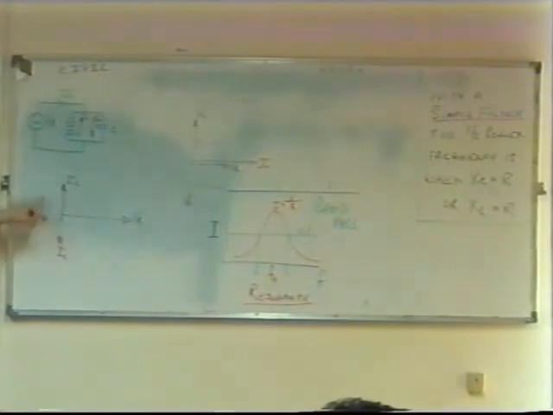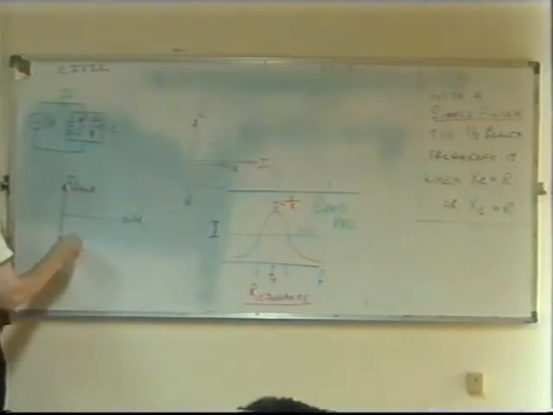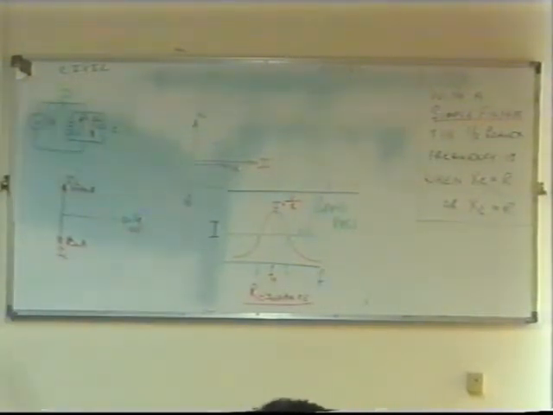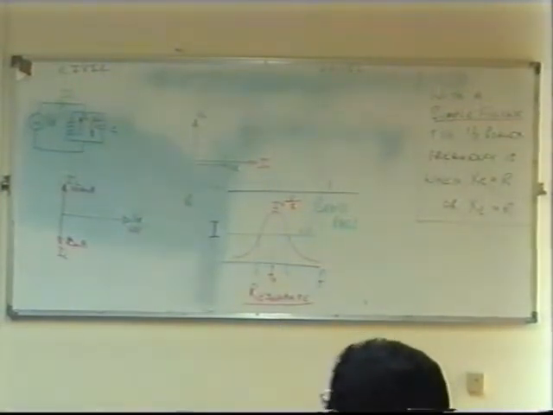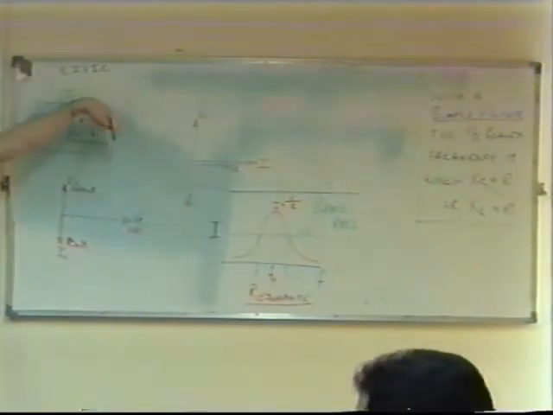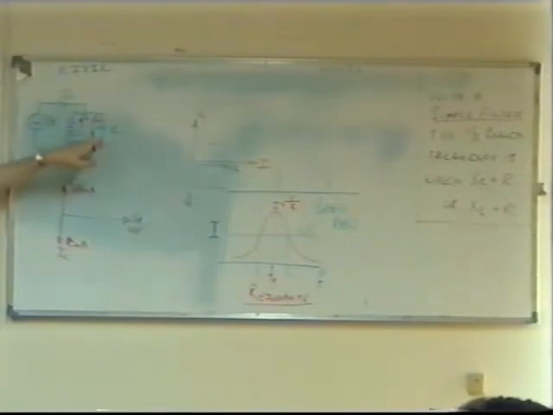Let's say this current here is 100 milliamps, this one's 80 milliamps, and the voltage is 10 volts. Now, how do I find this current? It's the difference between these two. This current is the difference between that current and that current. So if IC is 100 milliamps and IL is 80 milliamps, then the current here will be the difference between the two, which would be 20 milliamps.